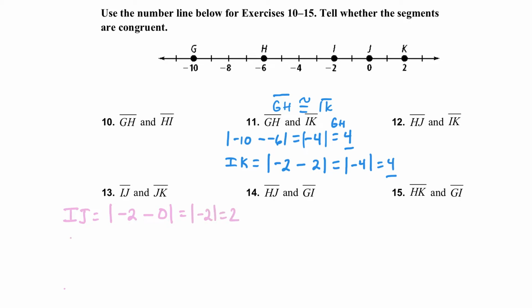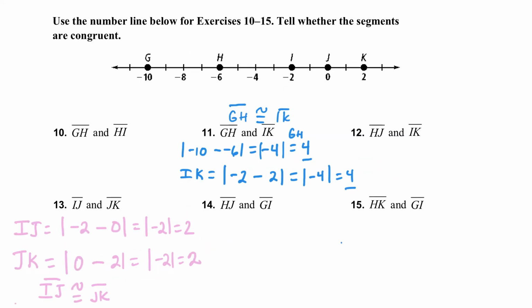Now we have to find the distance from J to K. Absolute value, so we're going to start at J, which is 0, minus the location of K, which is 2. So we have the absolute value of -2, which is 2. So we can say that segment IJ is congruent to segment JK.